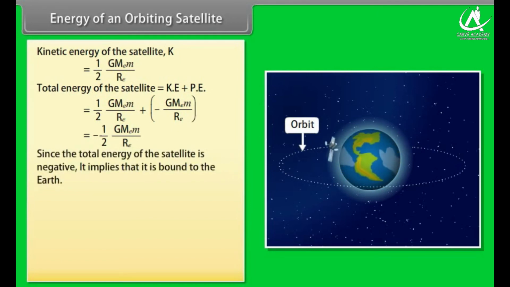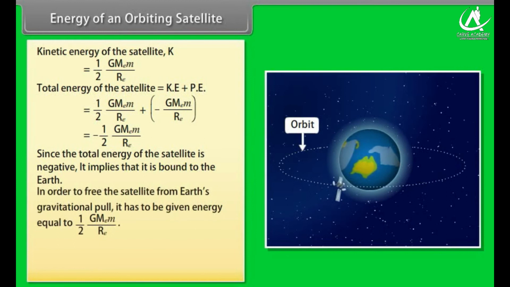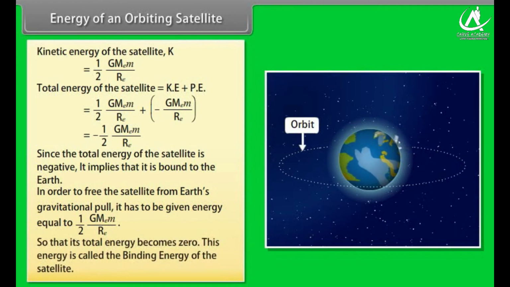Since the total energy of the satellite is negative, it implies that it is bound to the Earth. In order to free the satellite from Earth's gravitational pull, it has to be given energy equal to 1/2 GMm/R_E, so that its total energy becomes 0. This energy is called the binding energy of the satellite.